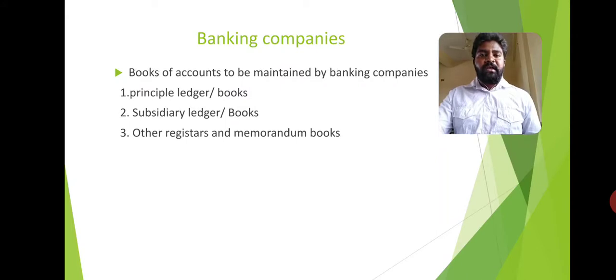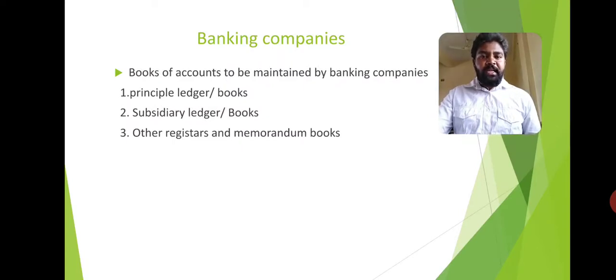A principal ledger is also called principal books. Subsidiary ledger is also called subsidiary books, and other registers and memorandum books. Now we need to understand the examples of principal ledger, subsidiary ledger, and other registers and memorandum books. Principal ledger or principal books examples: cash book and general ledger. All the banks compulsorily should maintain a cash book and also general ledgers every year. So general ledger and cash book are the examples of principal ledger.